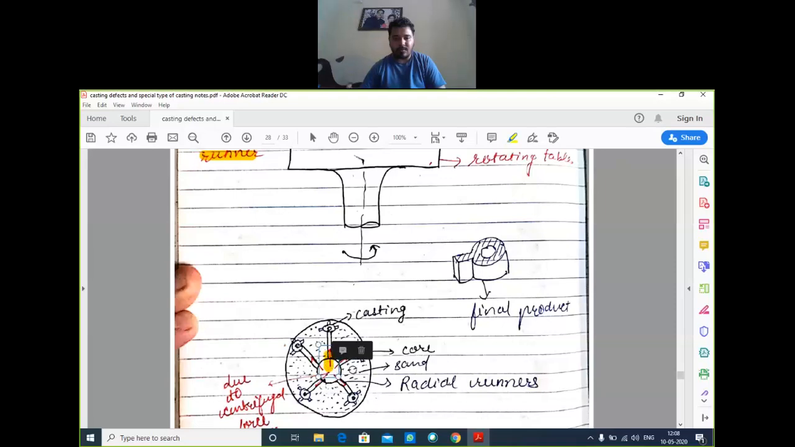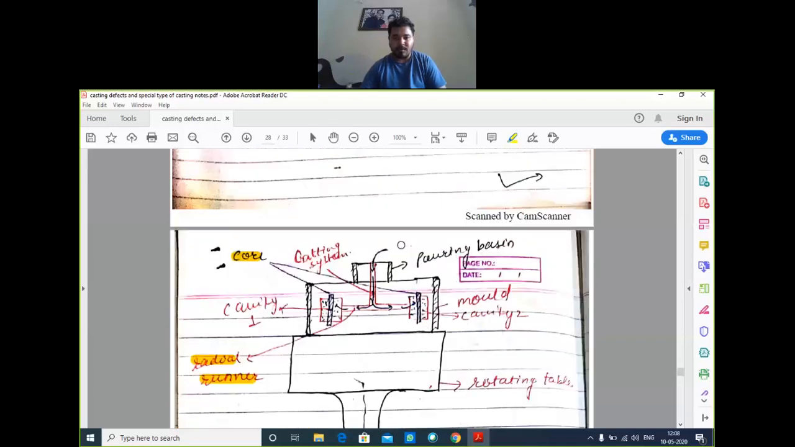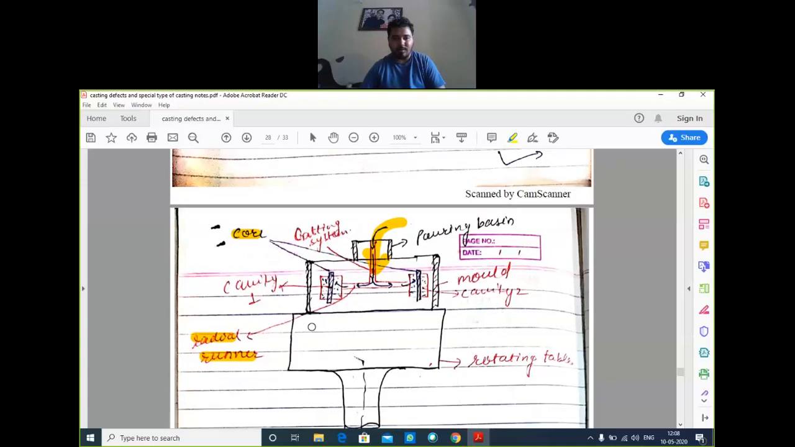With the help of centrifugal action, we make the mold and fill the molten metal. Here we pour the molten metal from this point to this point. This is a gating system for pouring the molten metal. By pouring the molten metal, the molten metal goes to the mold cavity, which has a core used for making the hollow products.